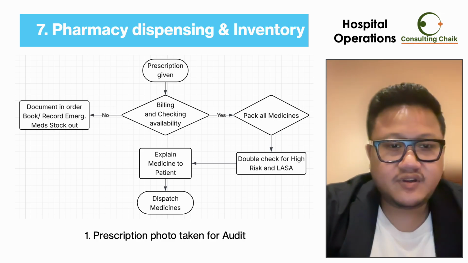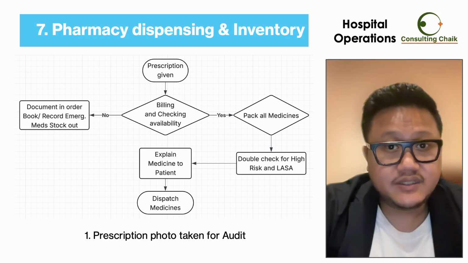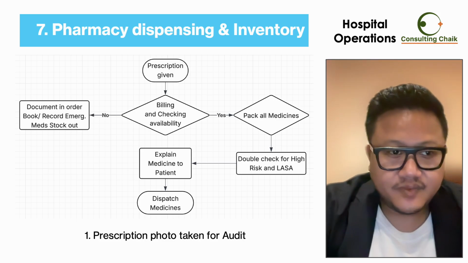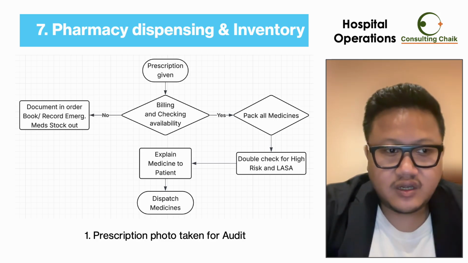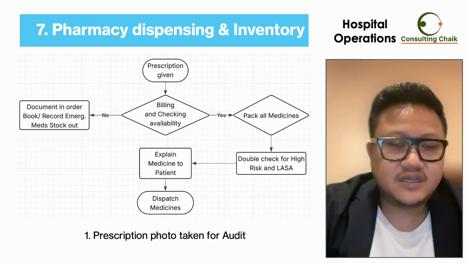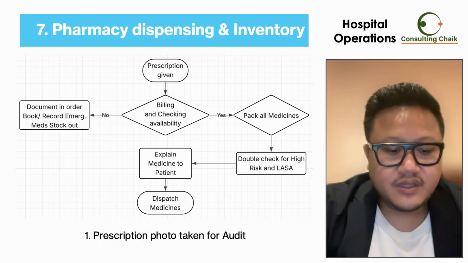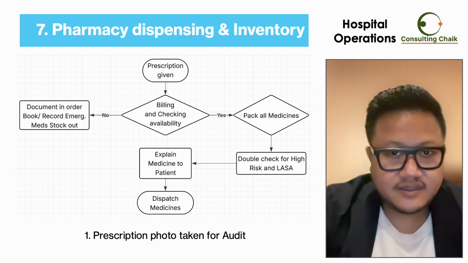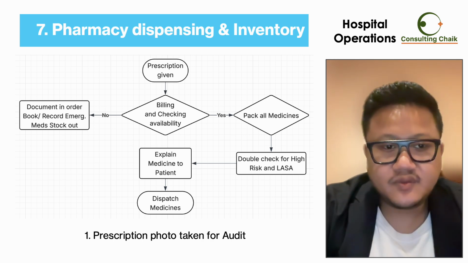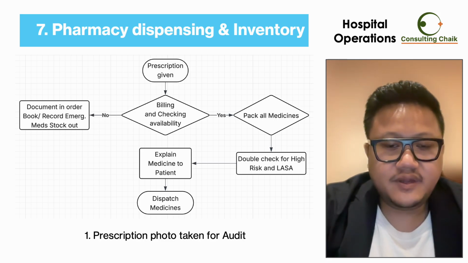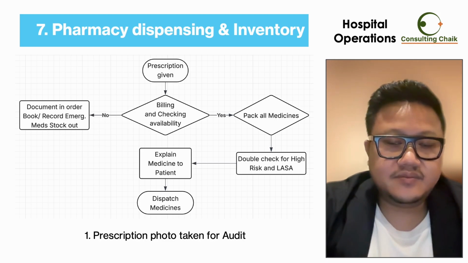So you check for the availability of the medicine, whether it is available or not. If it is not available, then you need to document it in your order book, or if it is emergency medicine and you see there is a stock out, then you write it in the emergency medicine stock out book separately. Okay, and then you tell the patient or whoever has come, the attendant, that this medicine is not available.